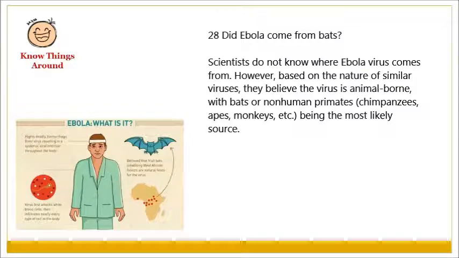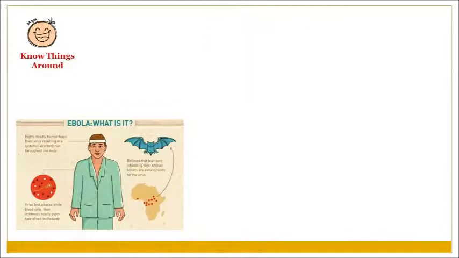Did the Ebola virus come from bats? Scientists do not know where the Ebola virus comes from. However, based on the nature of similar viruses, they believe that the virus is animal-borne, with bats or non-human primates, chimpanzees, apes, monkeys, etc., being the most likely source.